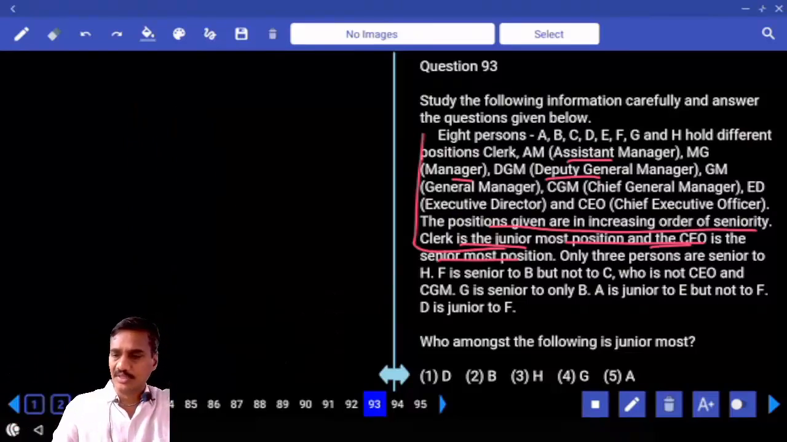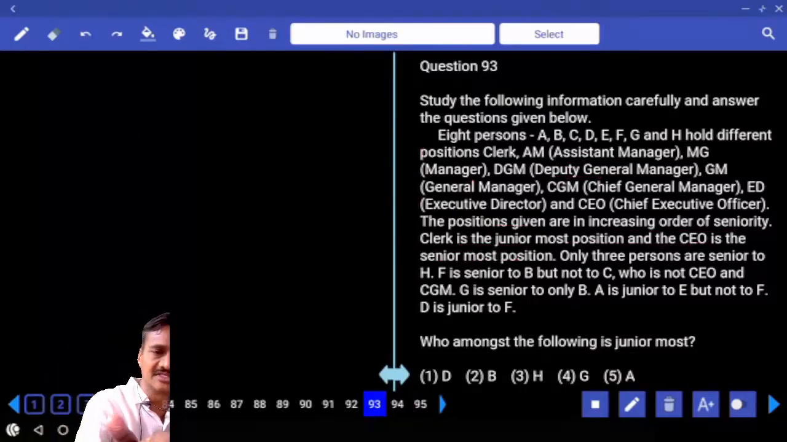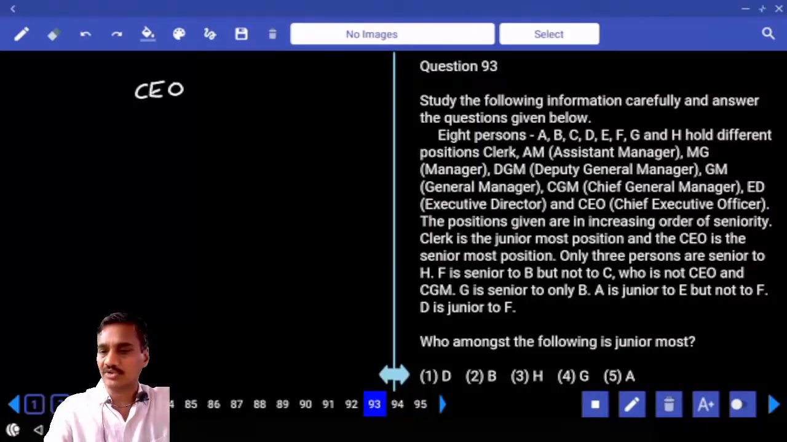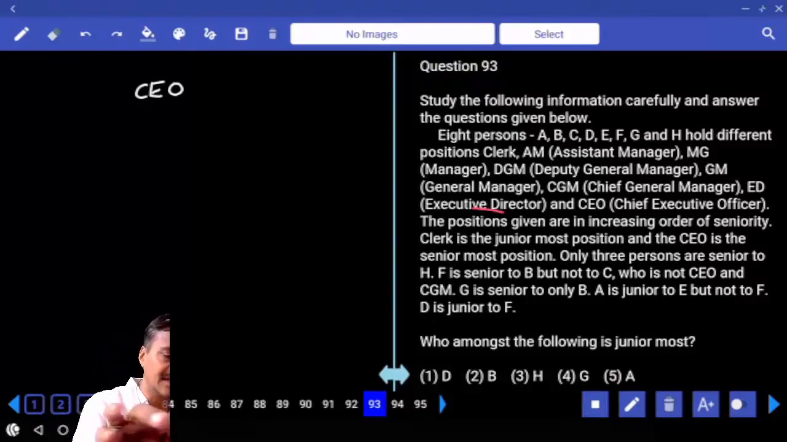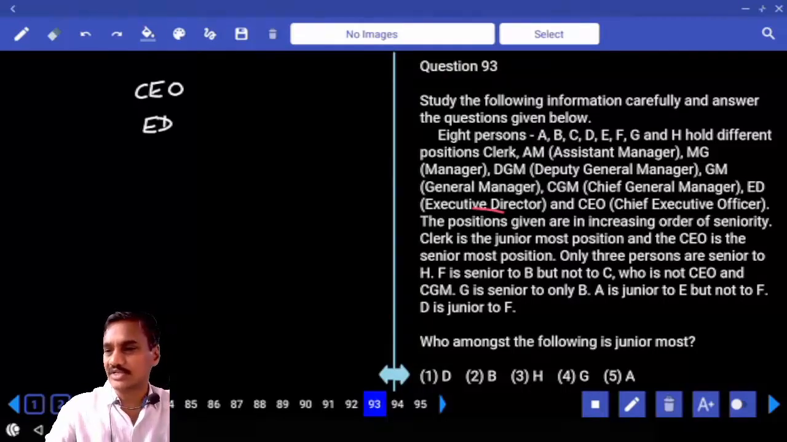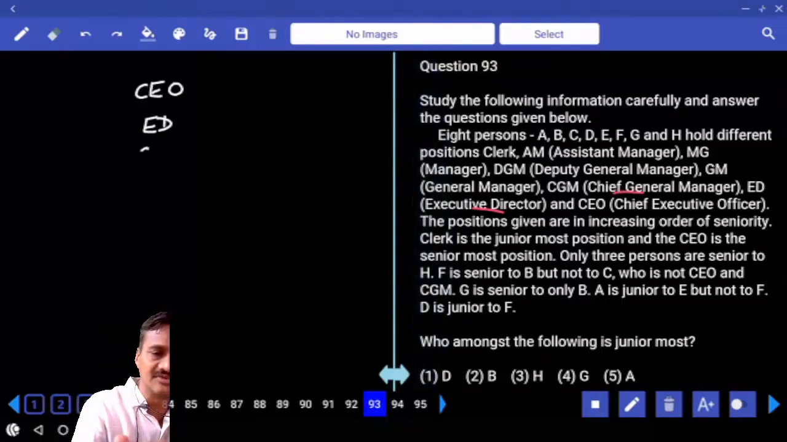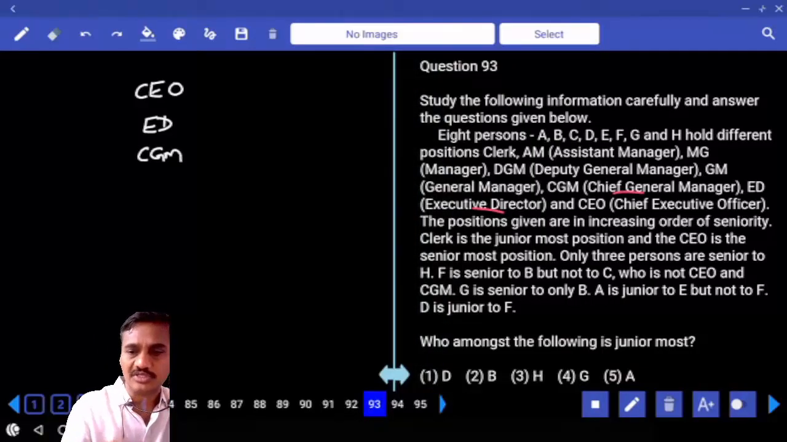ఇప్పుడు ఫస్ట్ ఏం వస్తుంది? CEO is the highest cadre. Next to CEO, మా CEO కి ముందు ఎవరున్నారు? ఎగ్జిక్యూటివ్ డైరెక్టర్, ED. And next to ED, next ఎవరున్నారు? ఎగ్జిక్యూటివ్ డైరెక్టర్ and CGM, చీఫ్ జనరల్ మేనేజర్. And next to CGM, that is GM.